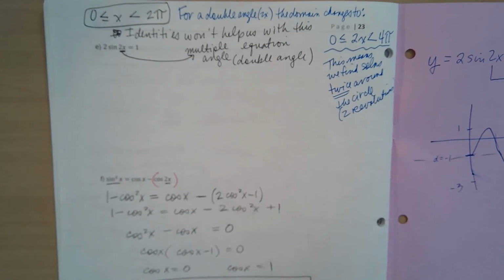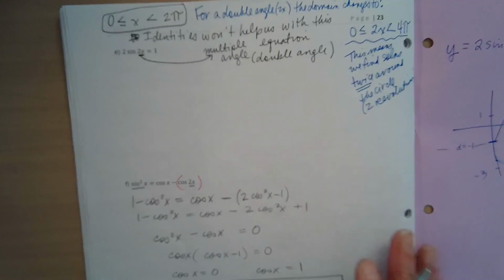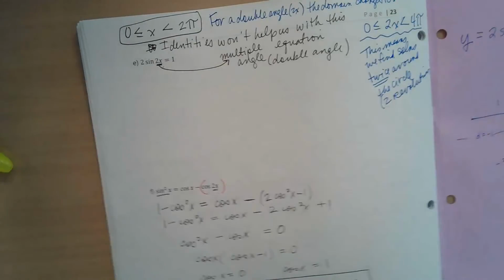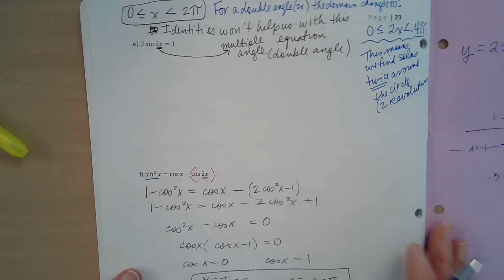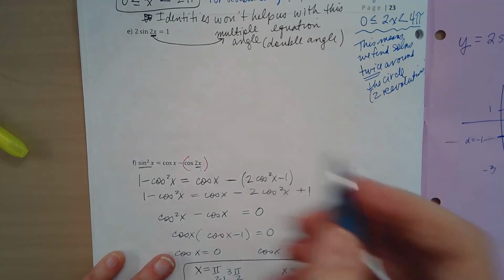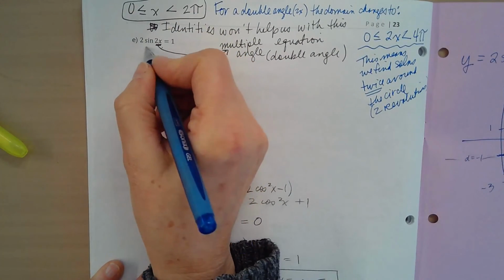Now, we're going to see we actually don't search to 4 pi. It's just a technique that we use. So when you see a double angle and you can't use identities, that's what it means. Search the unit circle 2 times round. Okay, so what is she saying by all this? Well, let's take a look.